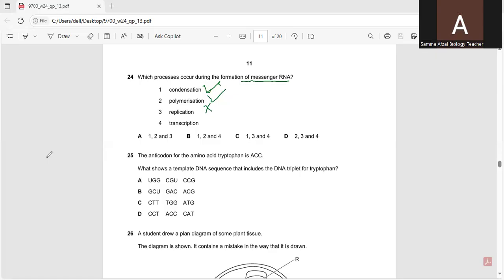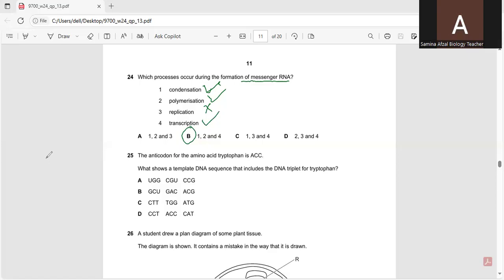So the last is transcription. Transcription is the process by which the genetic information in a strand of DNA is copied into a new molecule of messenger RNA. So this is the primary process for messenger RNA formation. So condensation occurs, polymerization occurs, and transcription occurs. So according to this, B is the correct option. 1, 2, and 4 are the correct options.